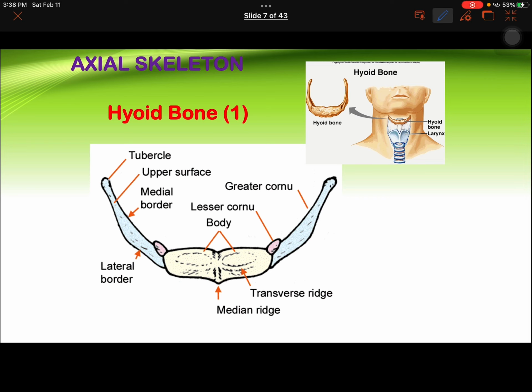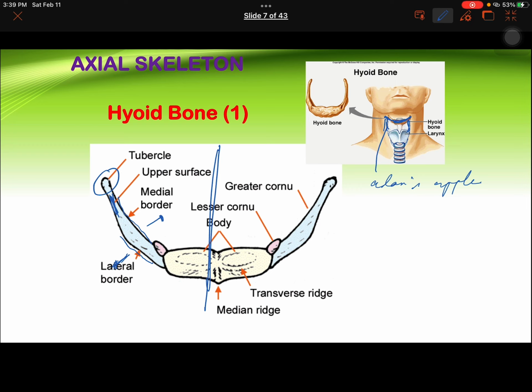You have the hyoid bone, which is found here. Your hyoid bone serves as a suspension for the laryngeal bone and the hyoid cartilage. The hyoid cartilage is the one that produces the Adam's apple for males. And the hyoid bone is further divided into its smaller parts, the tubercle, the upper surface, the median border, the lateral border, because it is closer to the midline, and this one is farther from the midline.